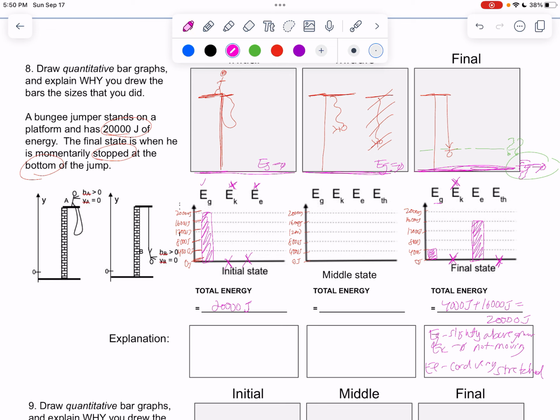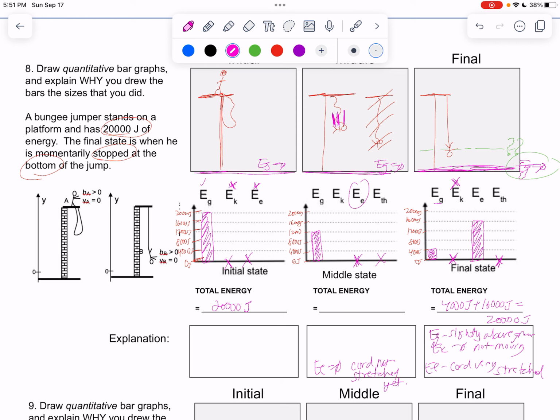All right, so is he above the ground? Yes. More than this guy, less than the first guy. So maybe let's try 12,000, see how that plays out. Is he going to be moving now? Yeah, for sure, and probably relatively fast. So I'm going to give him some whooshies here. And the cord I'm saying is not engaged yet. So EE, cord not stretched yet.